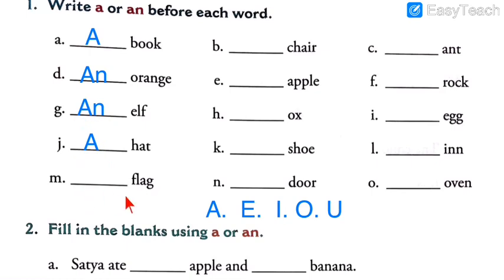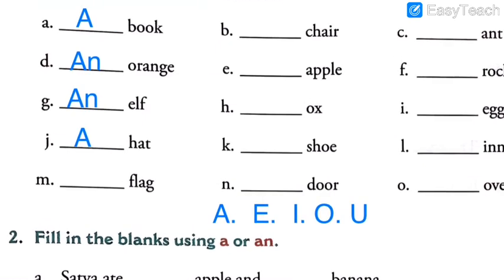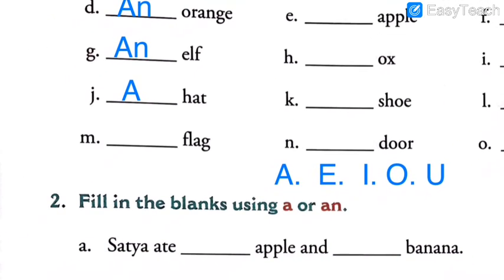The next one is dash flag. Again, please carefully see flag, F-L-A-G, flag. It starts with F. Is F a vowel or consonant? A, E, I, O, U. These are the vowels. So F is definitely not a vowel. It is a consonant. So if it is a consonant, what do we have to put? A. A, flag.